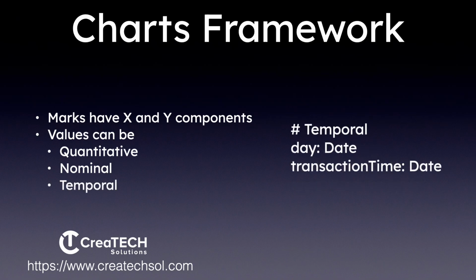You can have nominal values, which are categorical values that represent discrete categories or groups, and they're strings or string-valued enums. And finally, we have temporal data, which is a point or interval in time, so a date. Now, when you're building a chart, the axis with the quantitative data determines whether or not the graph will be vertical or horizontal. The other axis is either nominal or temporal. So let's start with a nominal example.